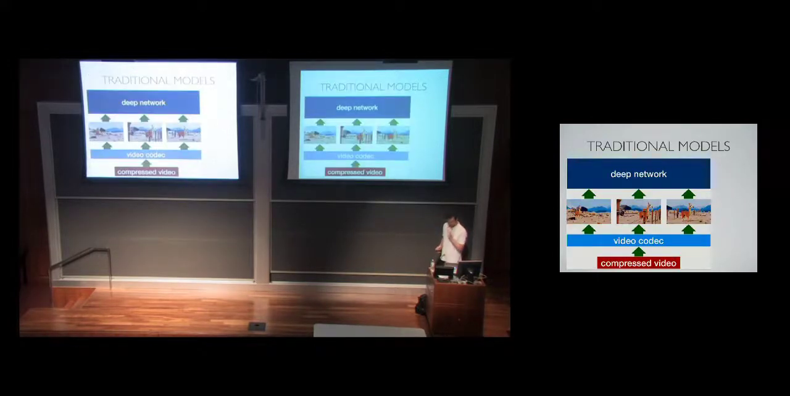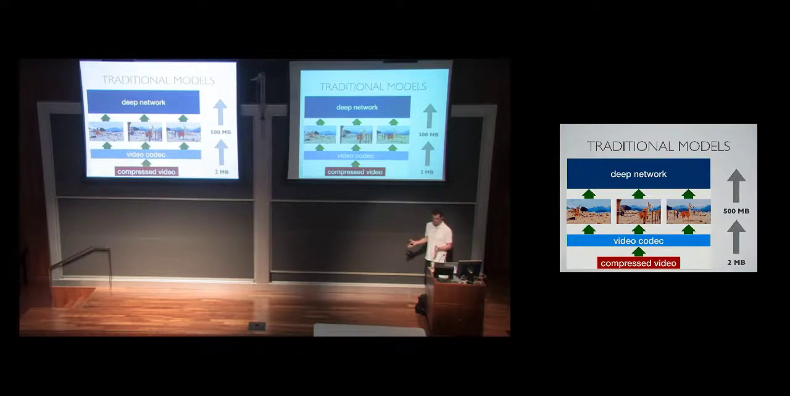If you look at how we use videos in deep learning right now, we have a video that's somehow, somewhere compressed on our hard drive. Then we decompress it using a video codec and feed it into our deep neural network. We start out with a very small and compact representation of that video, which is about 2 megs in size. We blow it up to 500 megs. And then we feed this monstrosity into our deep networks.